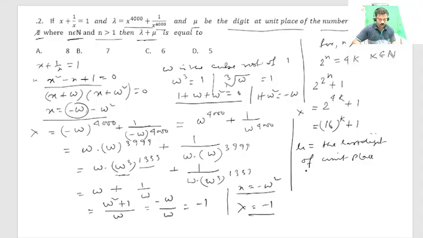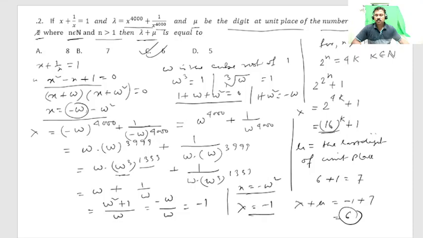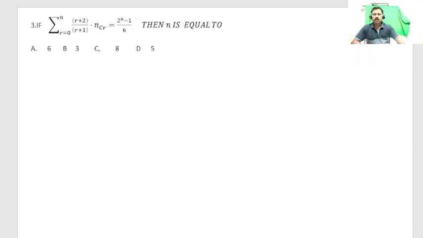So we have here the last digit should be 6, that is 6, and plus 1, that is 7 here. So lambda plus mu, lambda equals to minus 1 plus 7 here, that is 6. Okay, lambda plus mu equals to 6. So here the option C is correct. Okay, next question. We come to the next question here.